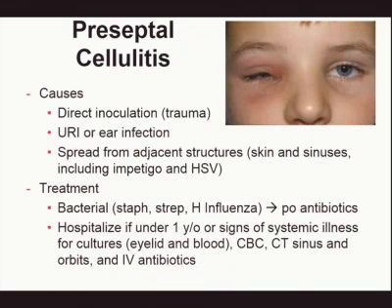With preseptal cellulitis, the causes can be from trauma with direct inoculation, could be from a URI or an ear infection, or a spread from adjacent structures from the skin and sinuses, and that could include impetigo or HSV. Treatment is, your common bacteria are typically the cause, and treat it with PO antibiotics, except if the child is under a year old, or if they're showing signs of systemic illness, then you may want to hospitalize them for cultures, checking the eyelid and the blood, CBC, CAT scans of the sinuses and orbits, and possibly treating them with IV antibiotics.